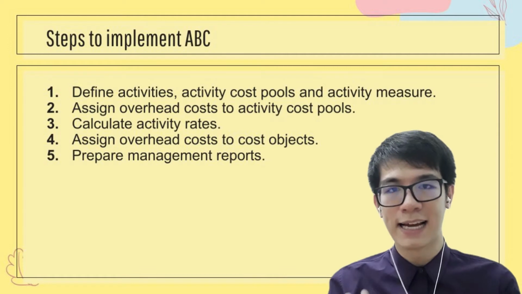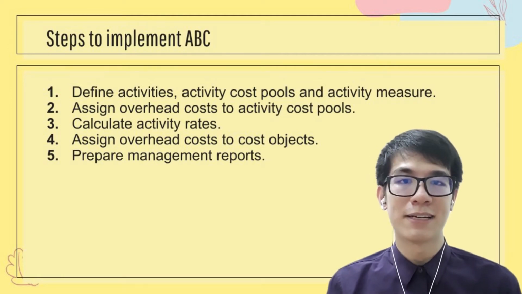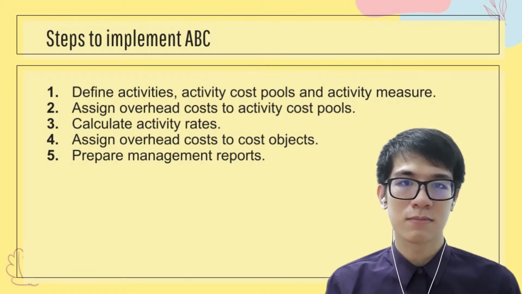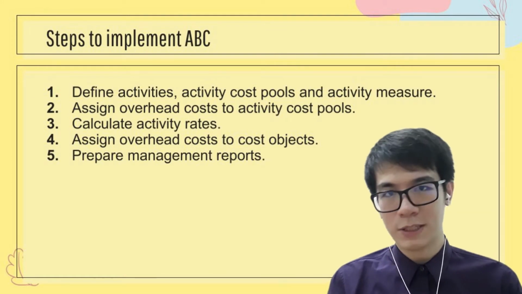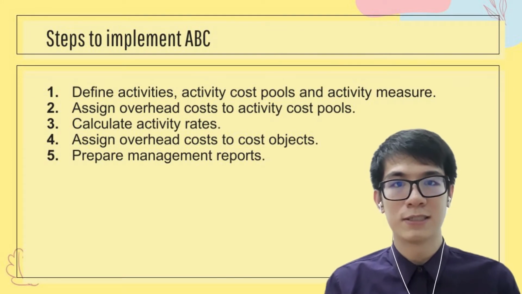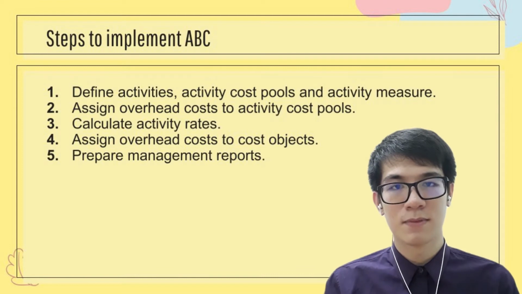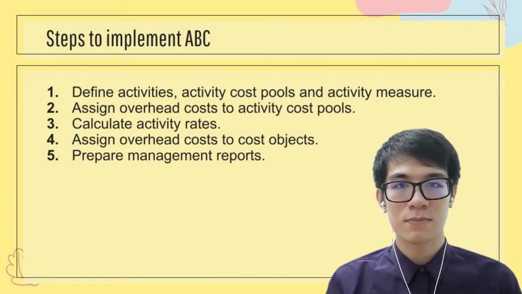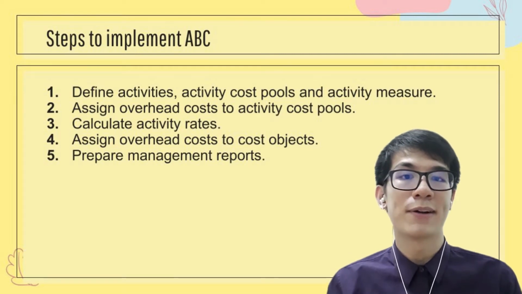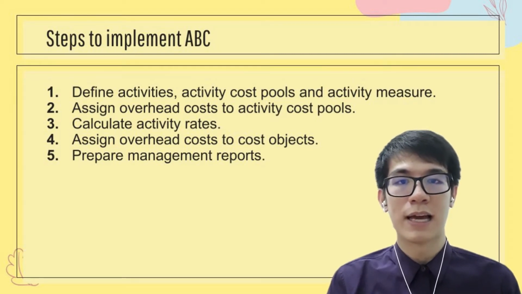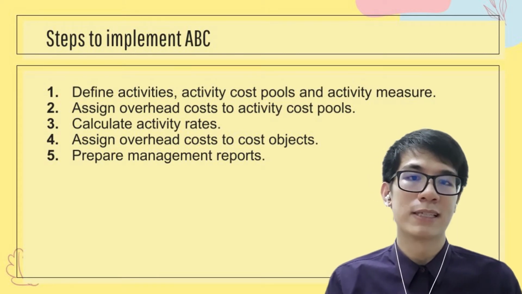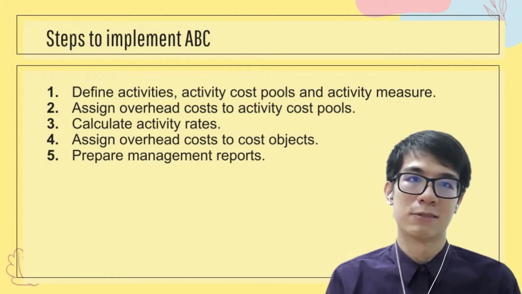Next, we have to calculate the activity rate. To calculate the activity rate, we need to divide the overhead cost for the activity cost pool over the activity drivers. So for machine hours, we will have 10,000 hours. For inspection hours, we will have 20,000 hours. Then we will divide 100,000 over 10,000, and we get 10 ringgit per machine hour. And then 200,000 we divide by 20,000, we get 10 ringgit per inspection hour.